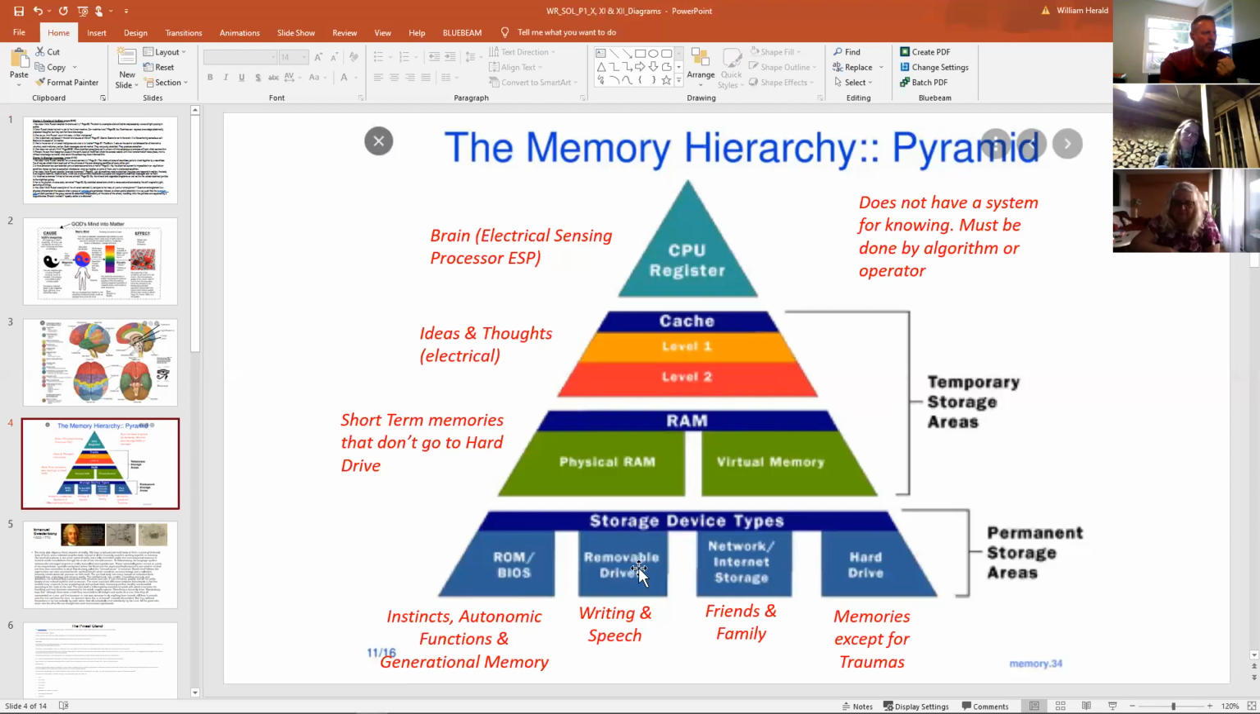And then he talks about removable drives, and I'm saying that could be like writing or speech, right? Because we can put things out there that we know and think, and from our memories we can write them down. We can do art. We can do a lot of other things to use these removable drives, as we'd call them. And then we have the network internet storage, which is like friends and family. For me, culture, maybe.